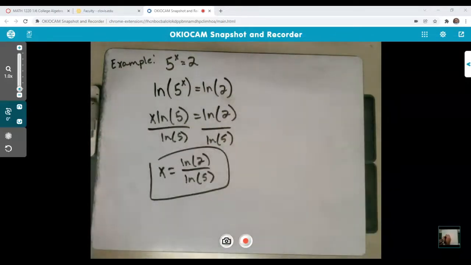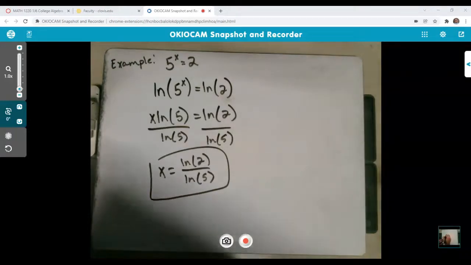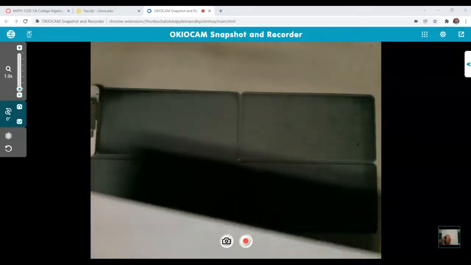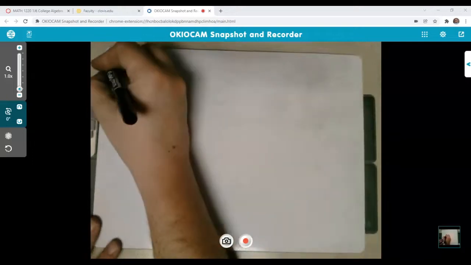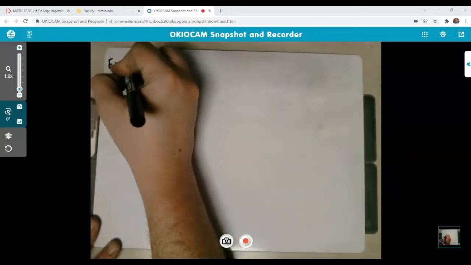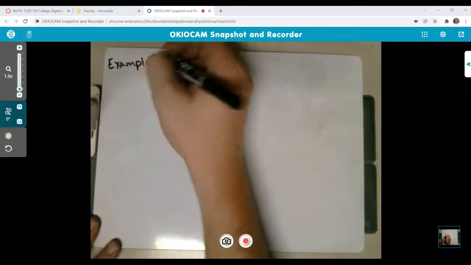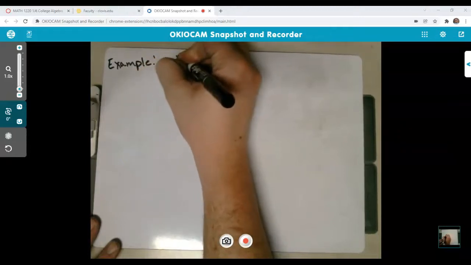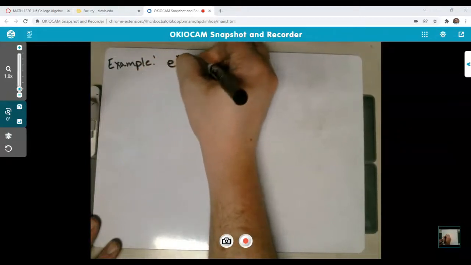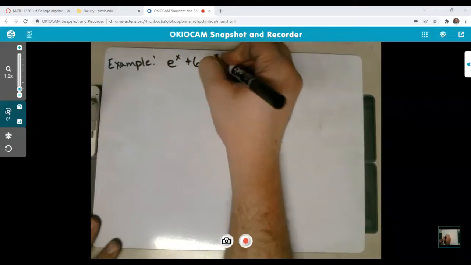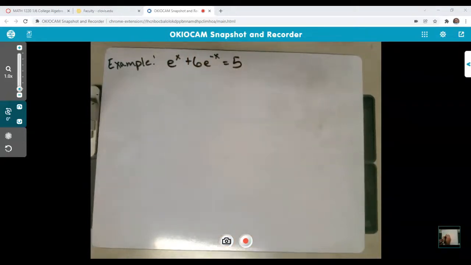Let's do one with a few more terms. e to the power of x plus 6e to the power of negative x equals 5. So this one just looks like a mess. There's a lot of terms there. There's a lot of stuff that's happening.